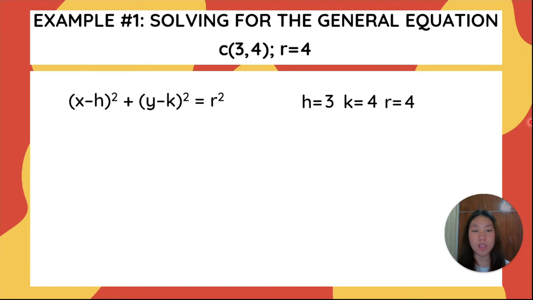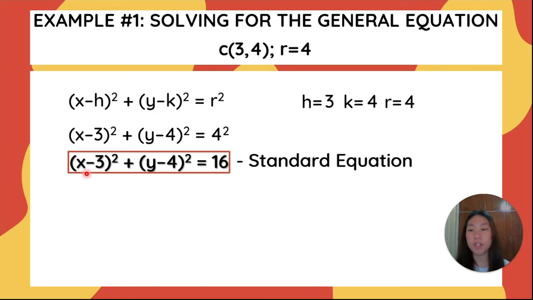Now that we found the values of h, k, and r, we can now substitute these to the standard equation of the circle. We now have quantity x minus 3 squared plus quantity y minus 4 squared is equal to 4 squared. Next, we just need to perform the necessary operations. So we now have quantity x minus 3 squared plus quantity y minus 4 squared is equal to 4 squared, which is 16. This is what we call the standard equation of the circle.